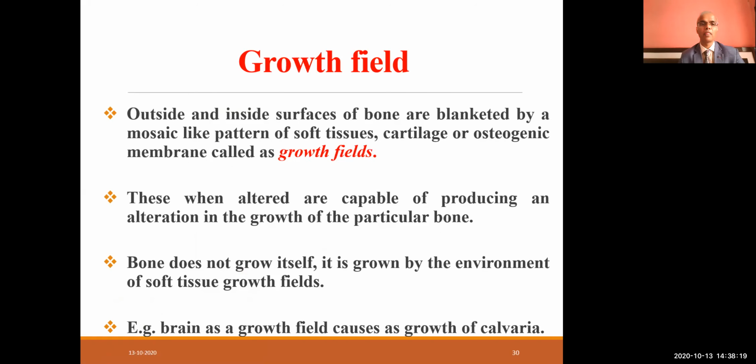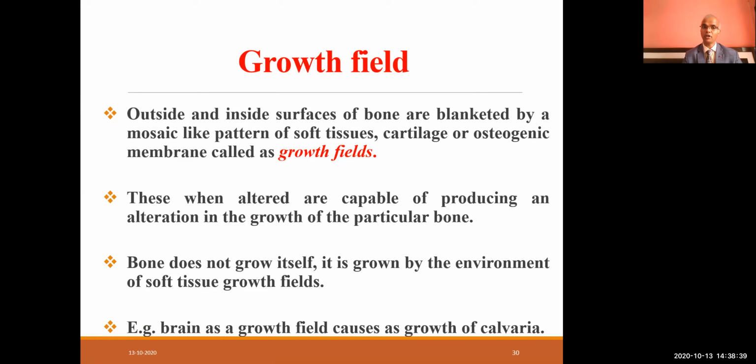Growth field. Outside and inside surfaces of bone are blanketed by a mosaic-like pattern of soft tissue, that is cartilage or osteogenic membrane. It is called growth fields. These, when altered, are capable of producing an alteration in growth of that particular bone.